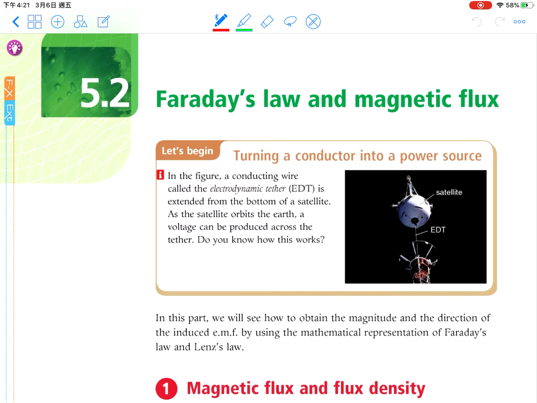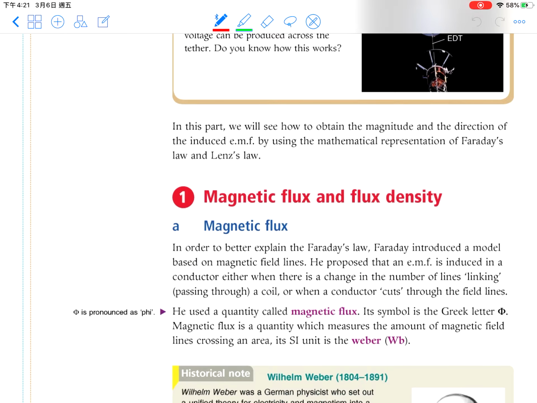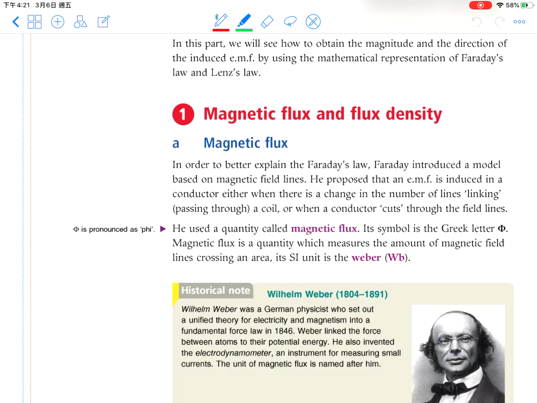Today we go to chapter 5.2, Faraday's law and magnetic flux. For chapter 5.1, you have learned the concept of induced EMF and induced current. You have learned Faraday's law and Lenz's law. Now, for 5.2, we have calculation. That is to find out the value, the magnitude of the induced EMF and induced current.